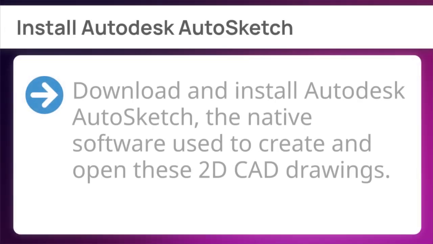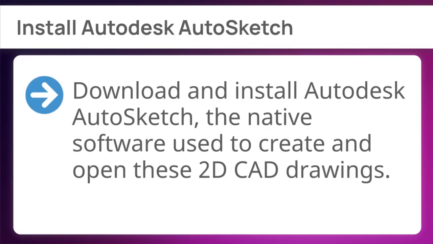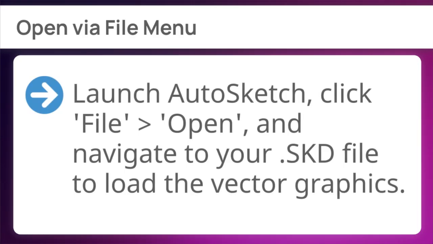First, install Autodesk AutoSketch. Download and install Autodesk AutoSketch, the native software used to create and open these 2D CAD drawings. Next, open via File menu. Launch AutoSketch, click File, Open, and navigate to your SKD file to load the vector graphics.